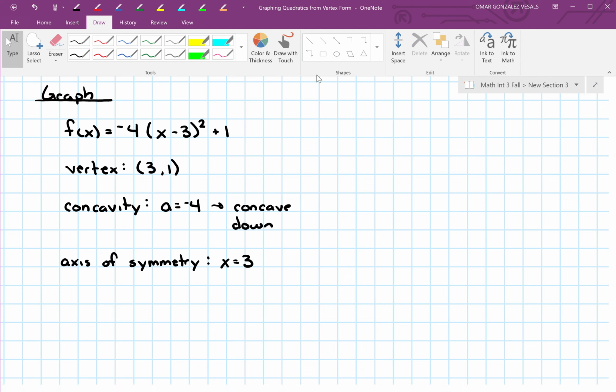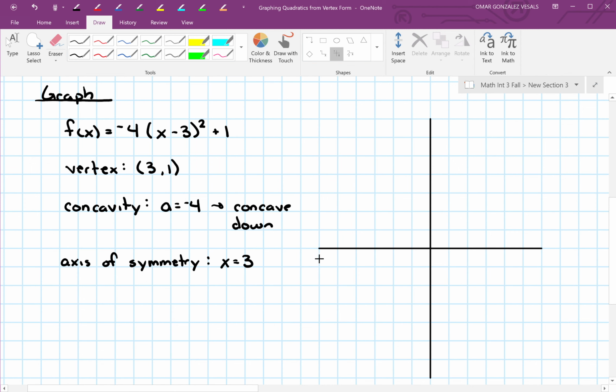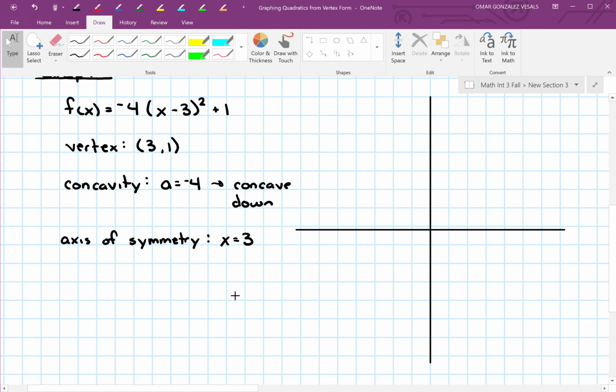So let's graph this so far. My first point I'm going to graph is my vertex. So I'm going to go over 3: 1, 2, 3, and up 1. And then I'm going to put some points here. I know that this is 3. The next point over would be 4, 5, 6, 7. This is 2, 1, 0, -1, and so on.